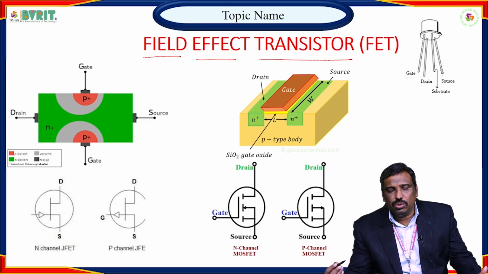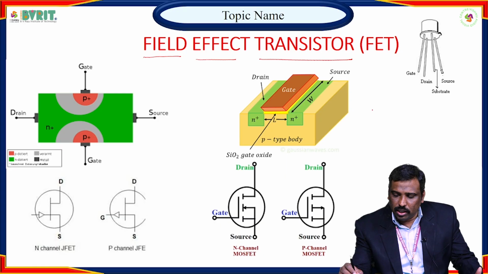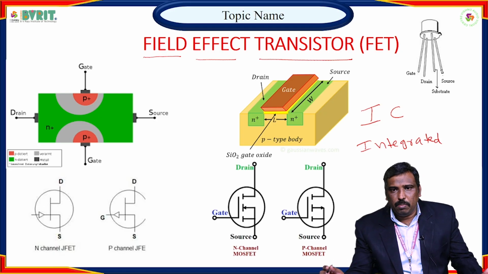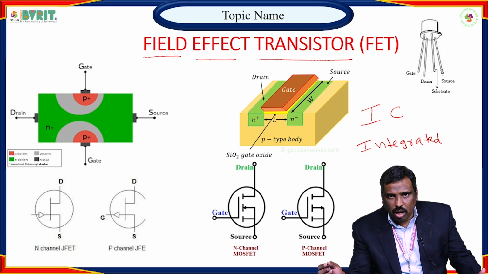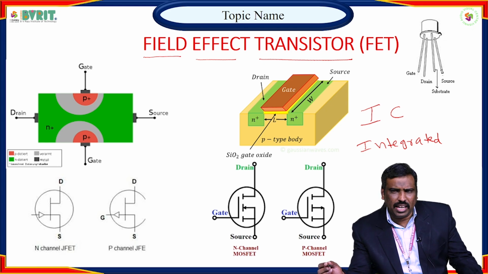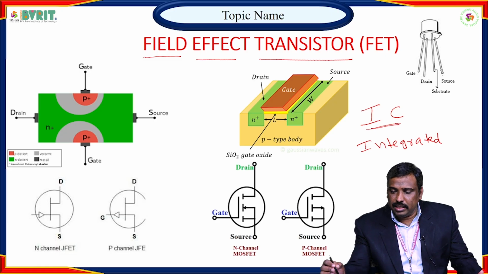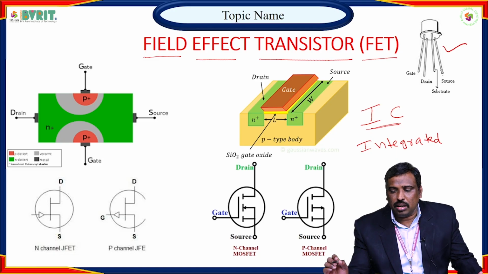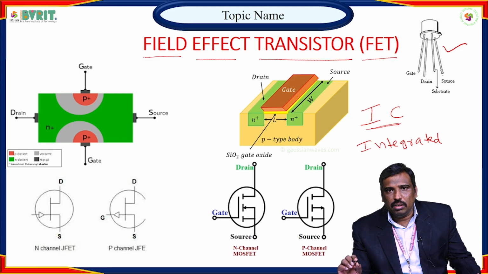So, what do these consist of? All these electronic goods consist of ICs, integrated chips or integrated circuits. These chips may be processors, a microprocessor, or a microcontroller, which we use in our mobiles, laptops, or any electronic goods. The backbone of this IC is the transistor. Especially, we are using FETs.